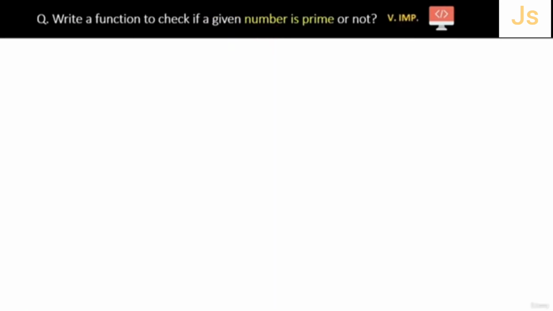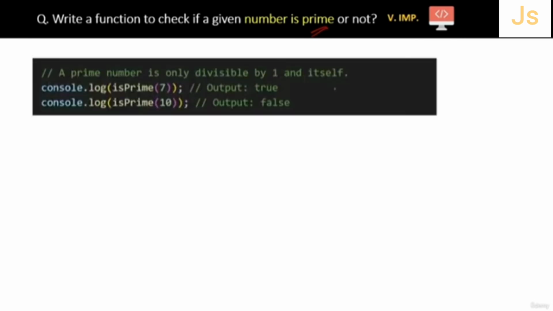Write a function to check if a given number is prime or not. Good question by great teacher. So we know the prime numbers, right? A number which is only divisible by 1 and itself. For example, 7 is a prime number. So we should get the output for 7 as true. But 10 is not a prime number. It can be divided by 2 and 5. So the output should be false for 10.